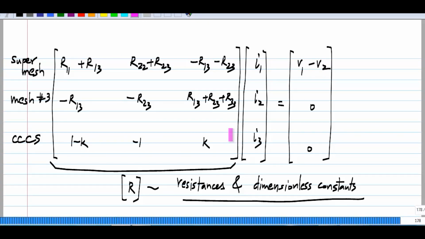So as I mentioned earlier, this is analogous to the case of nodal analysis with a voltage controlled voltage source. So please go back and look at that case and understand the similarities between these two.